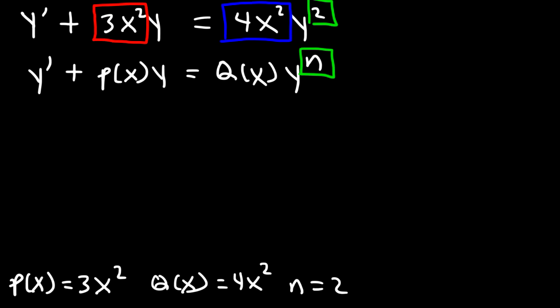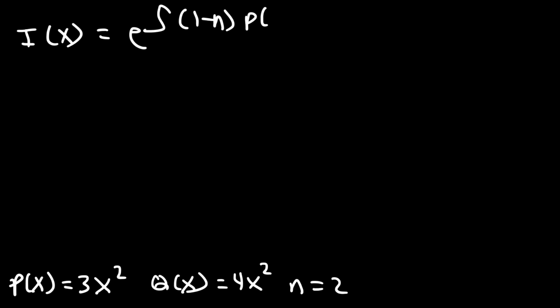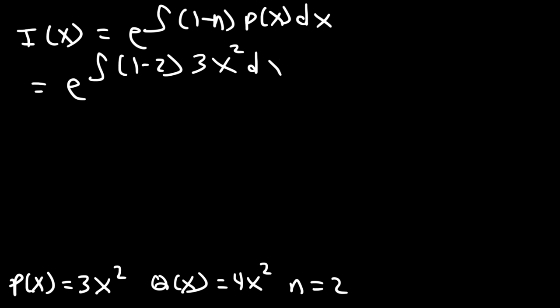Now the next thing we need to determine is the integrating factor. So I of x is equal to e to the integral of (1 minus n) p of x dx. So n is 2, and p of x is 3x squared. So 1 minus 2 is negative 1, and then we have a 3 in front of that, so that's negative 3, which I'm going to put in front of the integral.